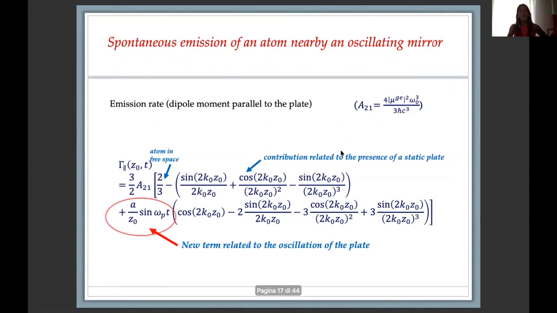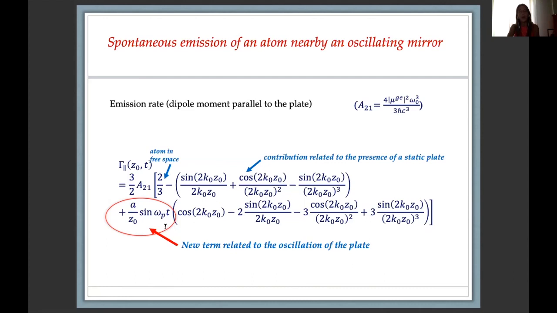In the first case, that is, in the case of a dipole moment parallel to the plate, using time-dependent perturbation theory, after integration over time, the angular integration and the integration over k, we find that the decay rate is given by this expression, in which we may essentially distinguish three contributions. A first term, which is essentially the contribution of one atom in free space, a contribution related to the presence of a static plate, which oscillates in space, and a third contribution, which is a new term related to the oscillation of the plate.